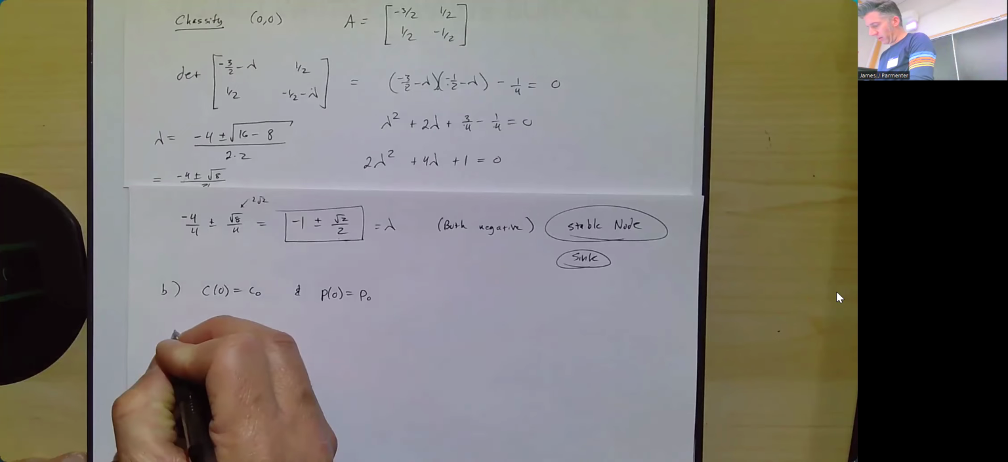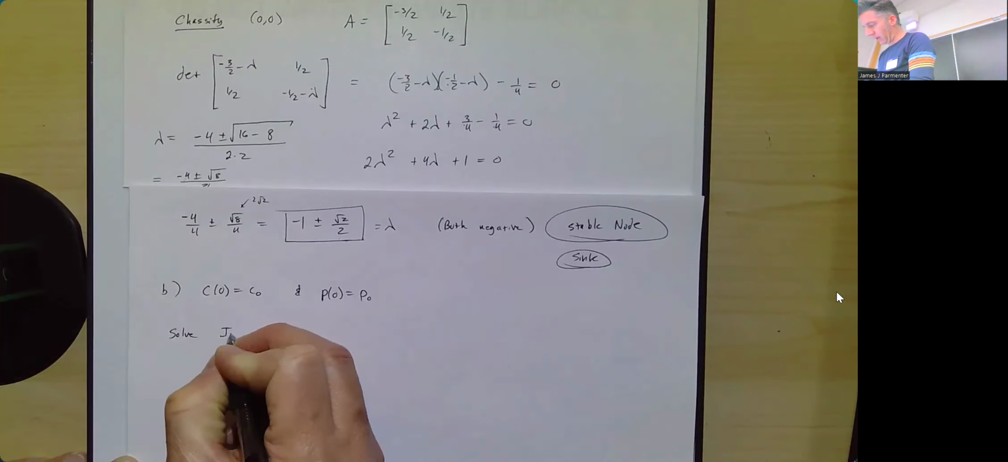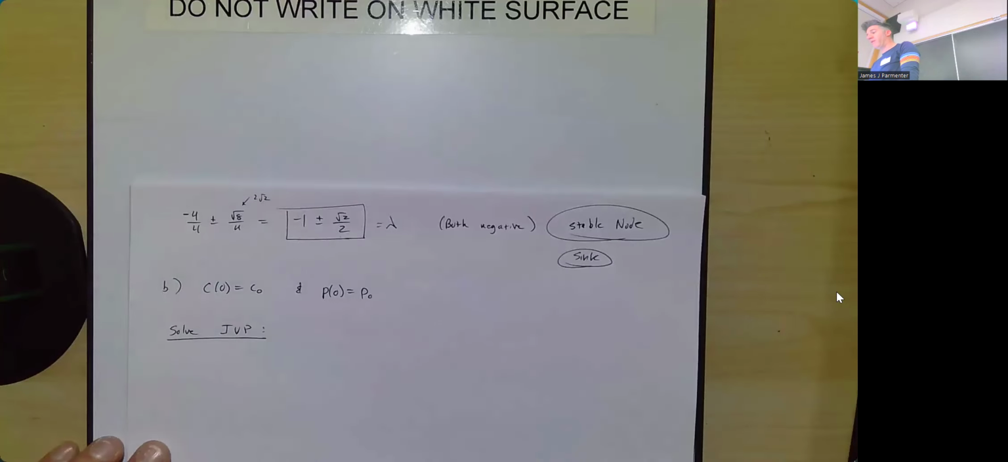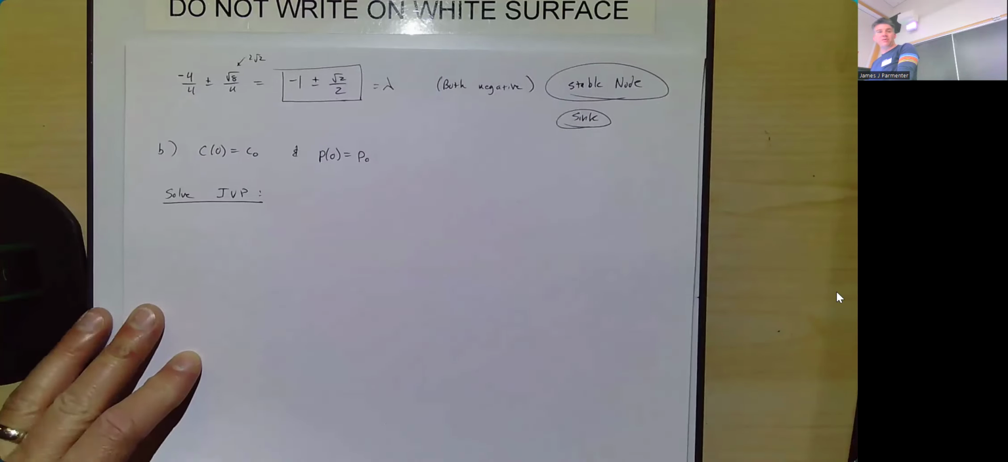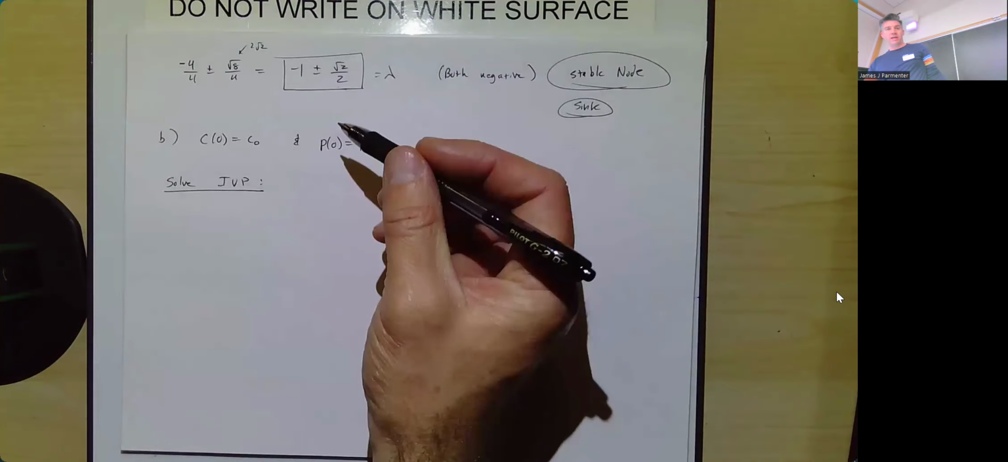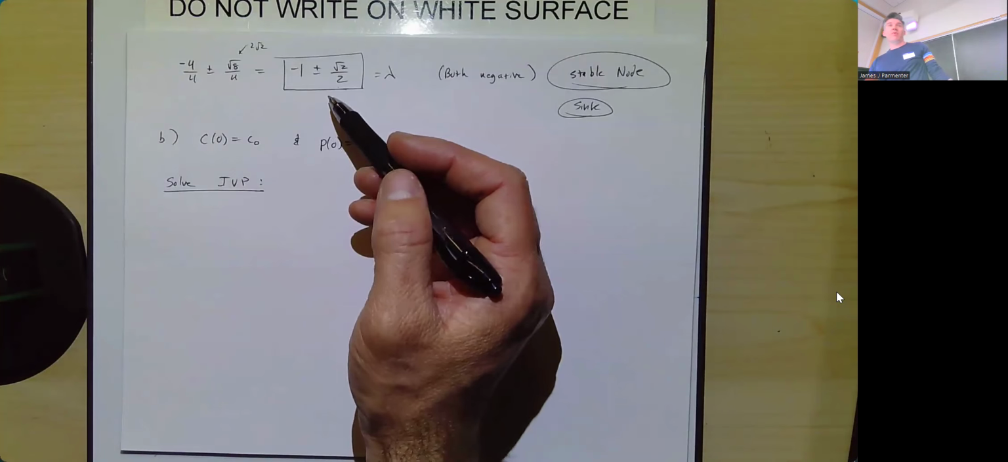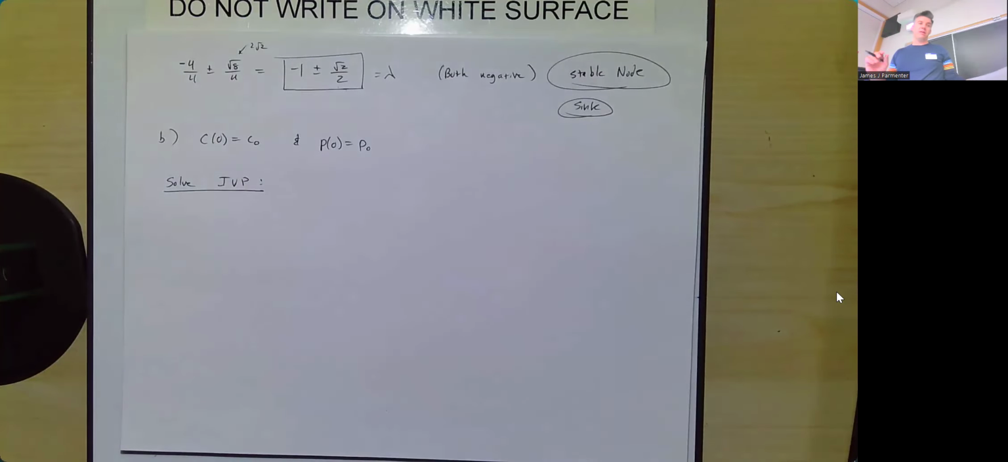So to solve the initial value problem, we need to find the eigenvectors. The great thing about finding eigenvectors when your eigenvalues are irrational like this or complex is you only have to find one of them. If you find one of them, for the other one, you just switch the signs of the not nice part.